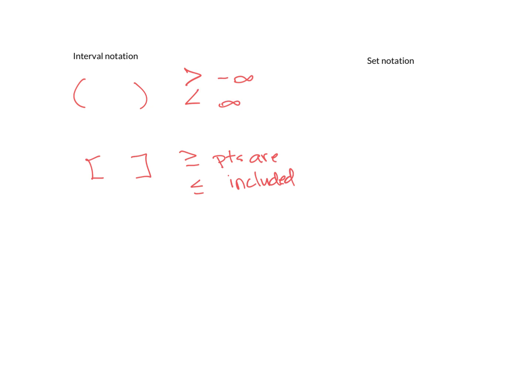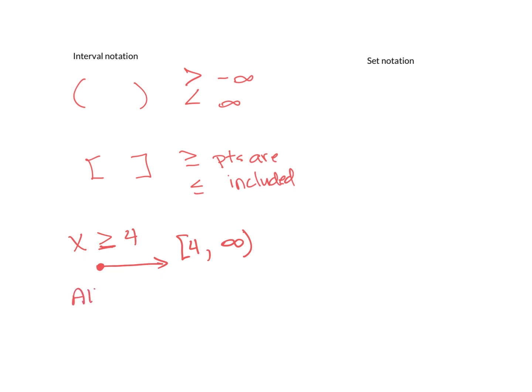So, for example, if I have the inequality x is greater than or equal to 4, that means we're going to start at 4, which is included because of the equal to, and we would go on forever. That means the interval notation for that would be bracket 4, because we started at 4, and then we would go to infinity, and that would be a parenthesis. So we can have a combination of brackets and parentheses based on what we're trying to describe.